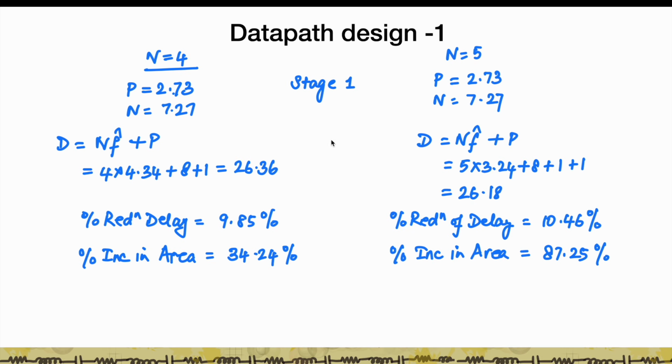And so this is where engineering judgment comes in, right? Is this a high cost to pay for this delay? In most cases, it is. So your primary point would be to go to this kind of a solution where you eat the 34% area increase and live with this 10% reduction in delay.